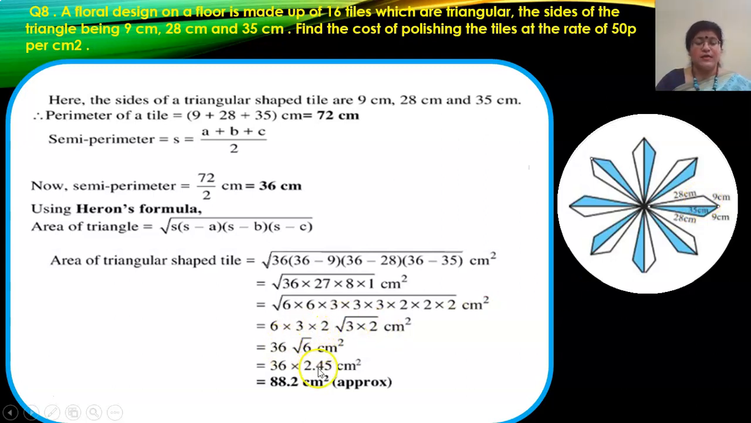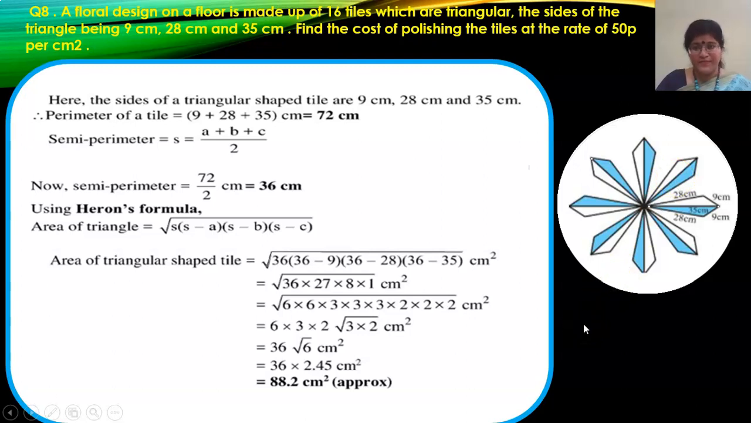Root 6, calculate the value of root 6. I want you to do this on your own. Answer is given here. Divide it, find it out up to 3 decimal places. Write down the value 2 digits after the decimal. So 36 into 2.45 centimeter square. This is the answer that you get approximately of a triangular shaped tile. That means of this one white tile, which is in the shape of a triangle.